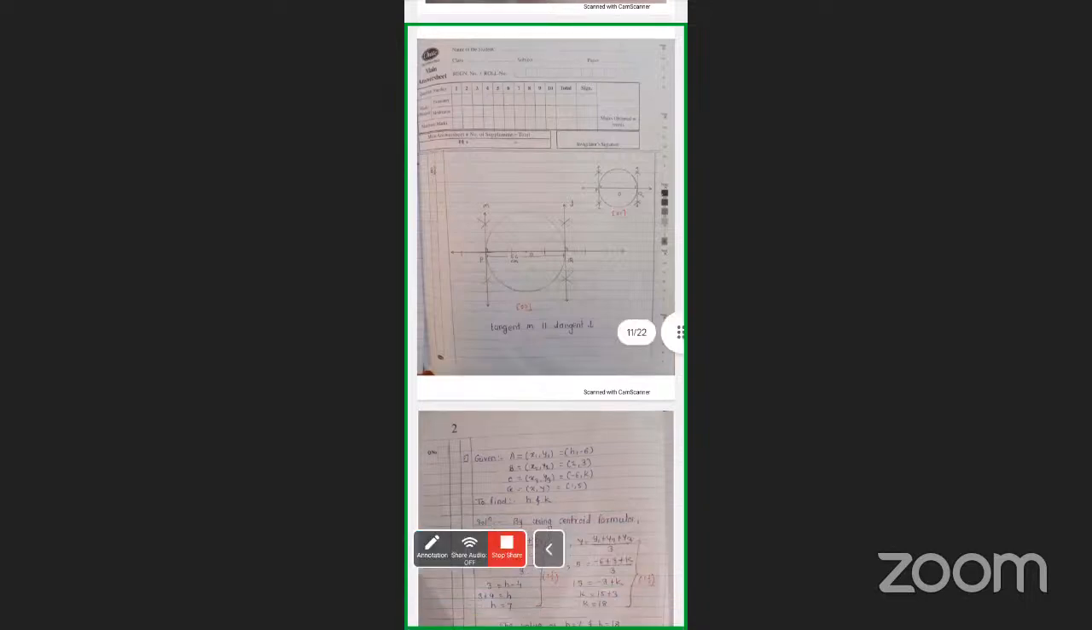Then focus here, question number 2. What is the question number 2? A (h minus 6, B), (2, 3), and C (minus 6, k) are the coordinates of the vertices of a triangle whose centroid is G (1, 5).